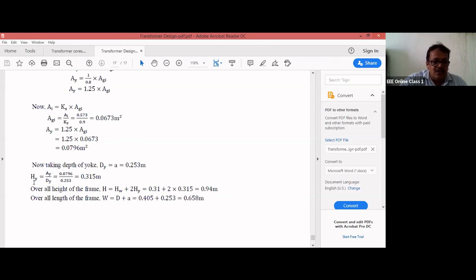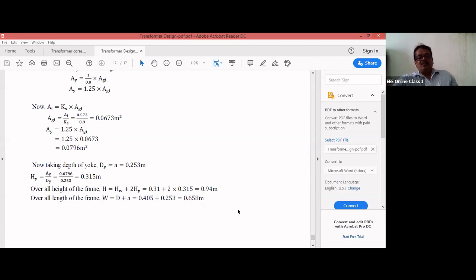Once you know depth of the yoke and I know area of the yoke, I can calculate the height of the yoke. Height of the yoke is nothing but AY divided by DY, because area of the yoke is height of the yoke into depth of the yoke. So then what you got here? 0.315 meter. After finding out these things, you can find out the overall height of the frame. H is equal to HW plus 2HY. Overall length of the frame, W is equal to D plus A. Here I already got D, so I can directly find out. If you don't know D, then you use WW plus D. That relation you can use. W is equal to D plus A, so 0.405 plus 0.253, 0.658 meter.